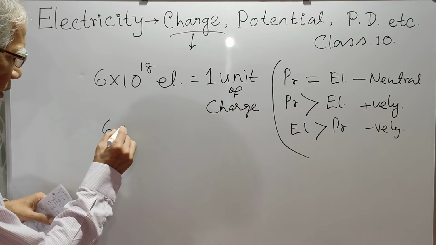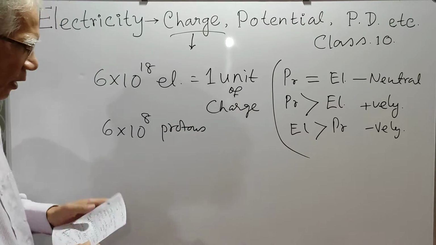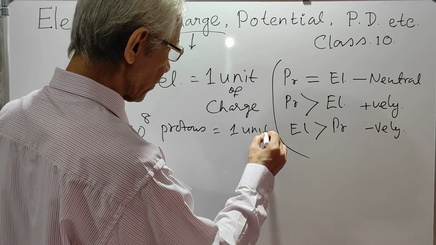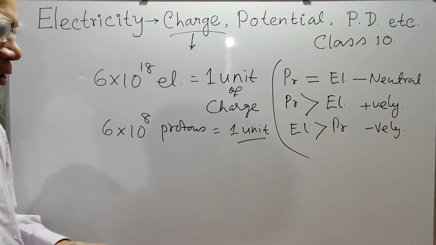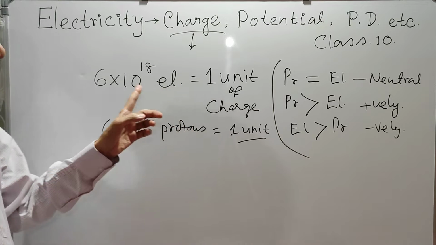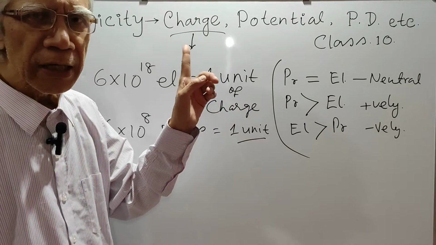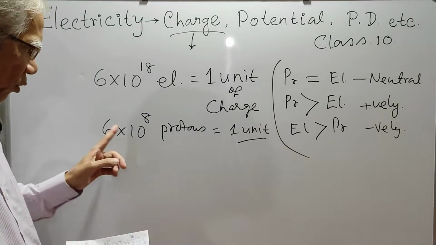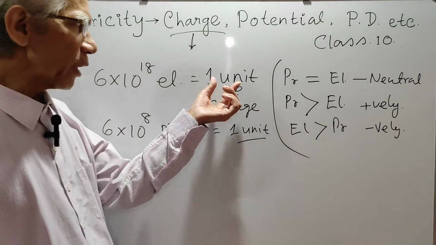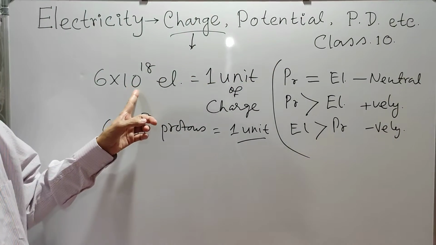But if you say 6 into 10 to the power 18 protons, the total charge of the same number of protons will be equal to 1 unit of positive charge. So whether it is positive charge or negative charge, this number is important. The total charge of so many electrons has been given the name 1 unit of charge, and so many protons also 1 unit of charge. So that is how we get a unit charge. When you say unit charge, we mean total charge of so many electrons.